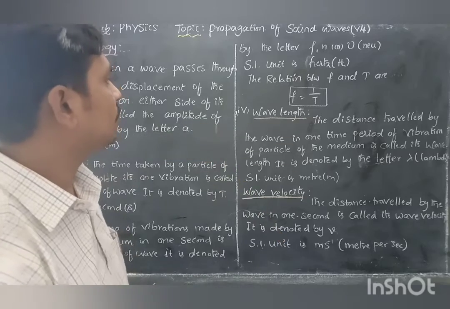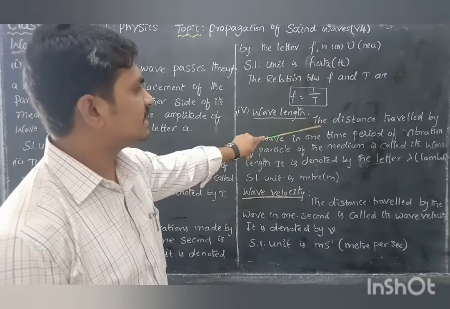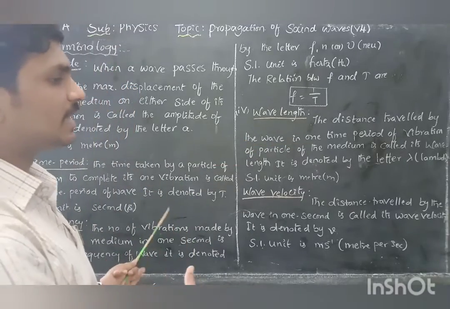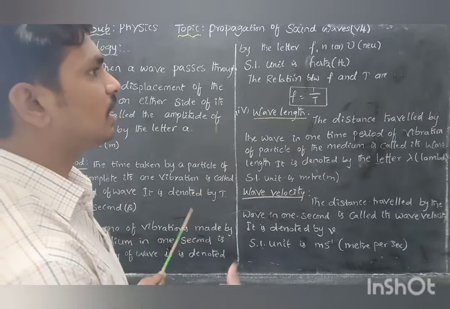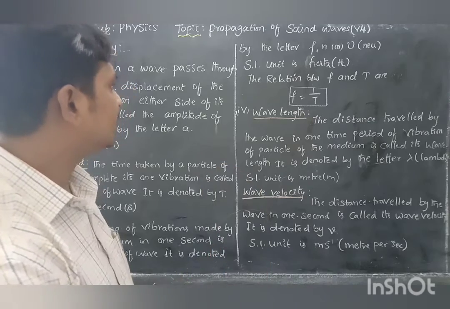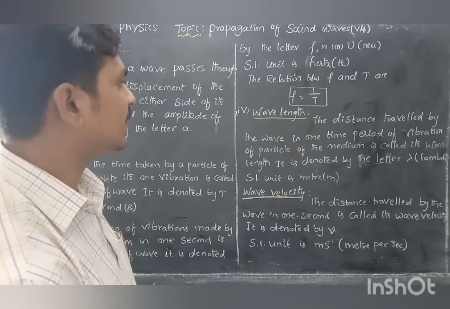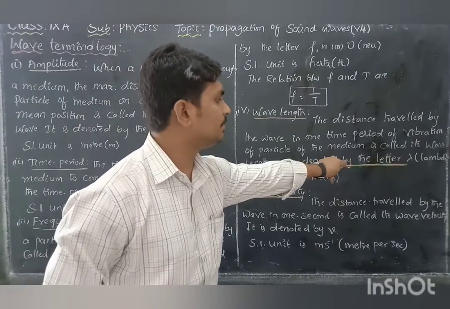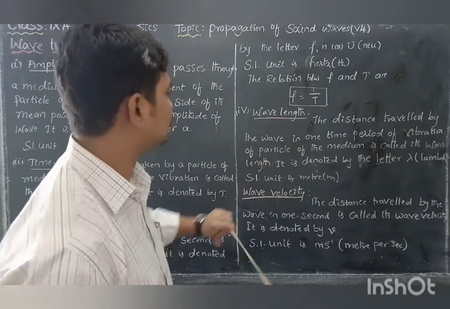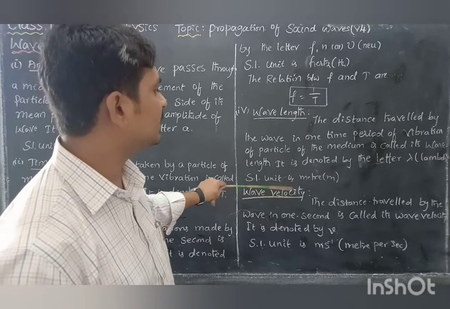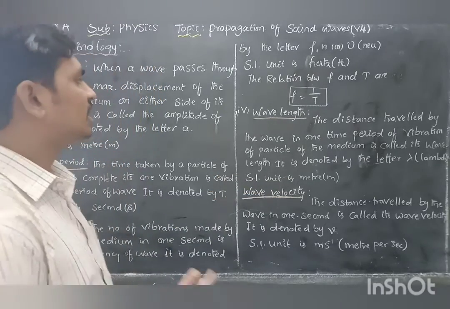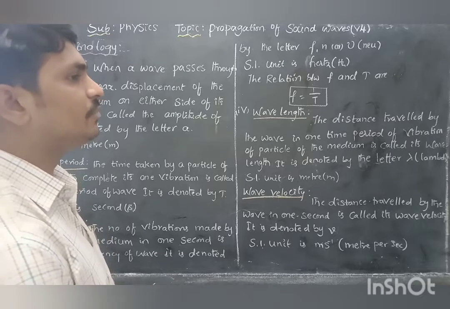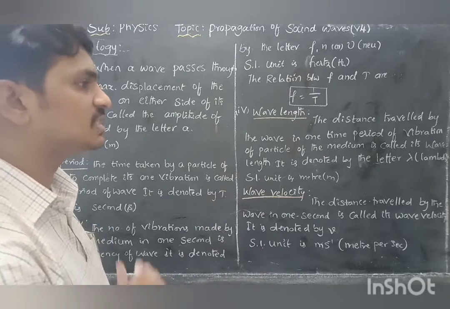Next, wavelength. Wavelength is nothing but the distance traveled by the wave in one time period. In one time period, or one vibration, how much distance is traveled? That is called the wavelength of the wave. It is denoted by the Greek symbol lambda, L-A-M-B-D-A, and its SI unit is the meter.